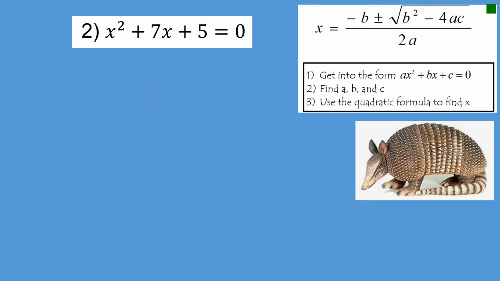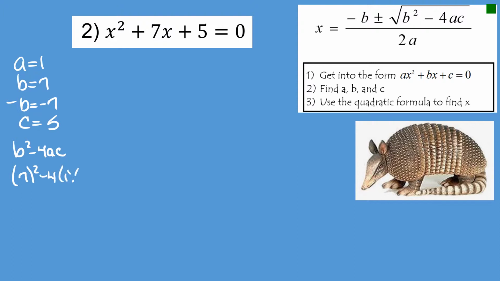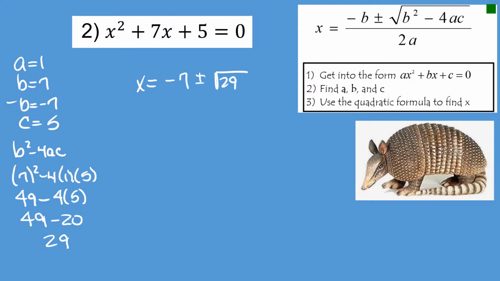All right, this one's ready to go. So a is 1, b is 7, which makes the opposite of b negative 7, and c is 5. So when we go to b squared minus 4ac, we have 7 squared minus 4 times 1 times 5. 49 minus 4 times 5. 49 minus 20 is 29. So let's set up the quadratic formula. x is equal to negative b, which is negative 7, plus or minus the square root of 29, all over 2 times a, which is 1.